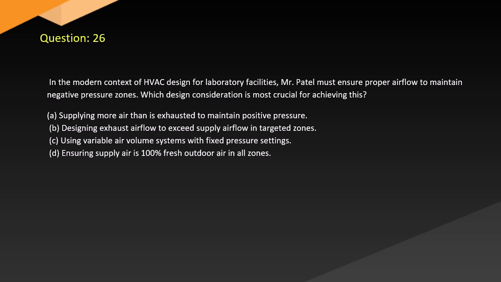A. Supplying more air than is exhausted to maintain positive pressure. B. Designing exhaust airflow to exceed supply airflow in targeted zones. C. Using variable air volume systems with fixed pressure settings. D. Ensuring supply air is 100% fresh outdoor air in all zones.